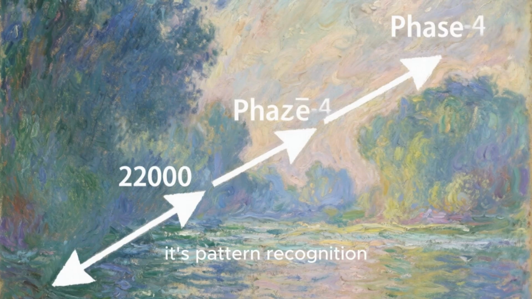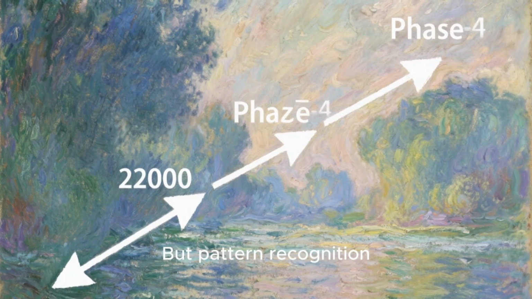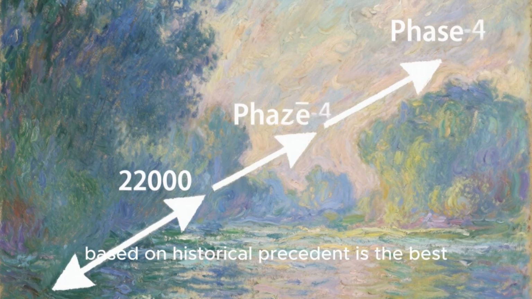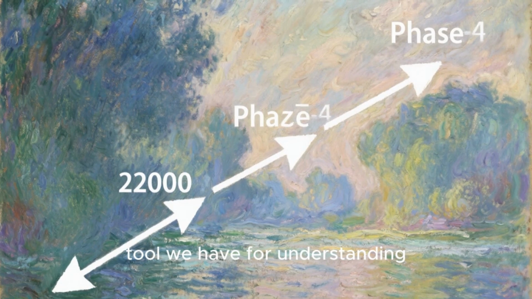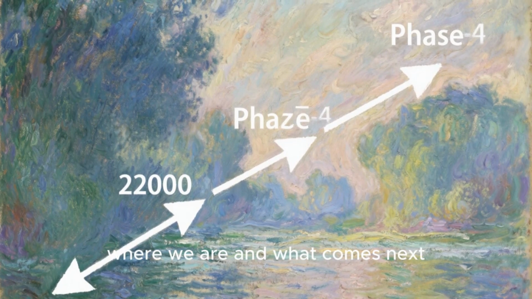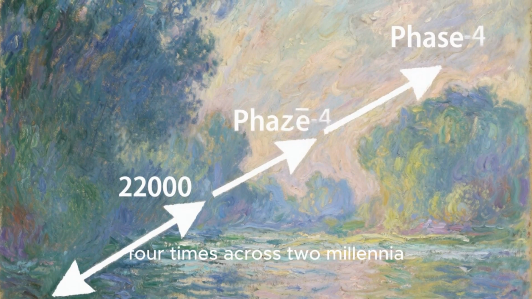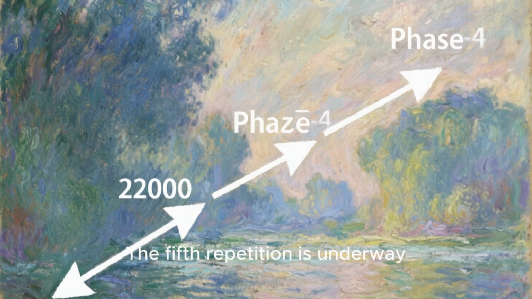That's not prophecy, it's pattern recognition. But pattern recognition based on historical precedent is the best tool we have for understanding where we are and what comes next. The pattern has repeated 4 times across 2 millennia. The 5th repetition is underway.